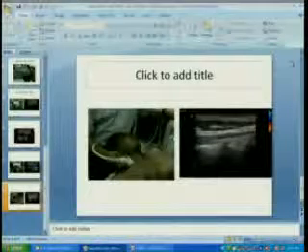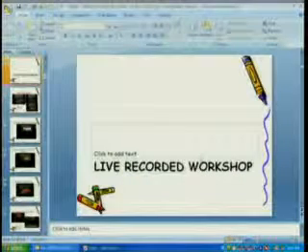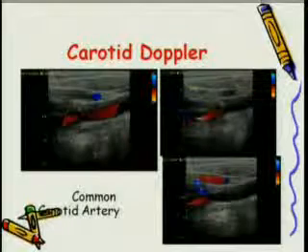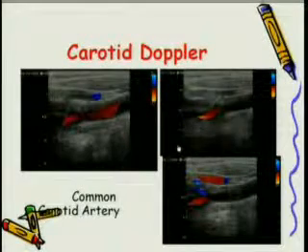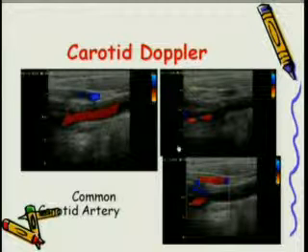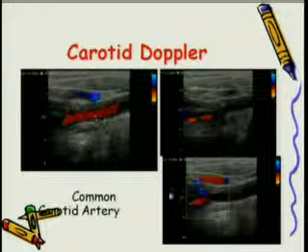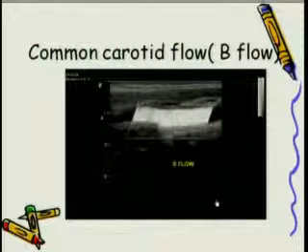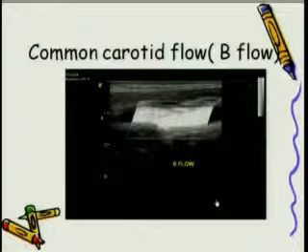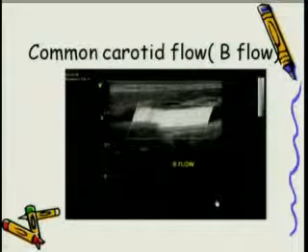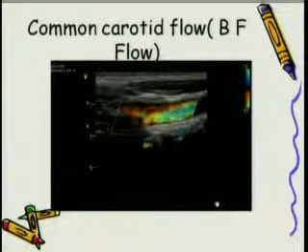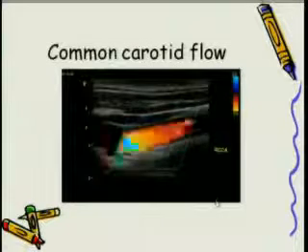Moving on from my live recorded demonstration to what we look for in these carotid vessels. This is an example of a common carotid and its bifurcation. There are a couple of techniques which help in evaluating these vessels, which I call more of a gimmick, like B-flow methods, which help in determining the flow in these particular vessels.